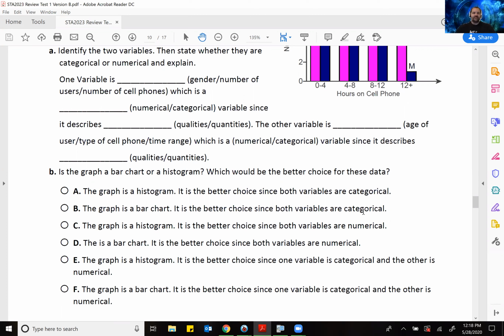Because if you look at the other choices, it says both of them are numerical. Well, we didn't say that. And then it says one is categorical, the other is numerical. Well, we didn't say that either. Okay. So there we go.